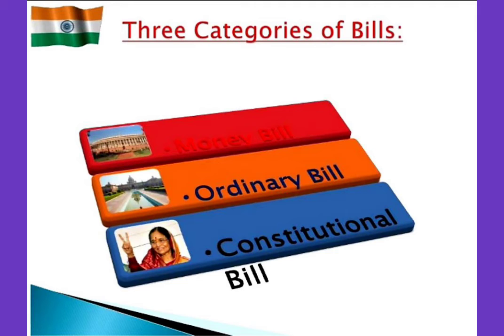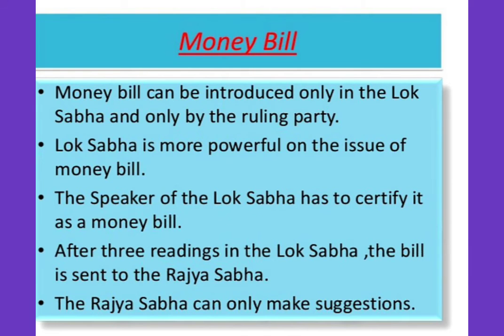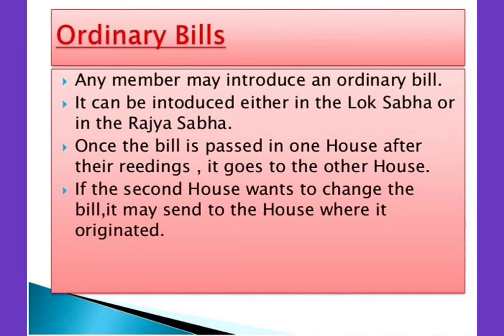Now, there are three kinds of bills or three categories of bill. The first bill is known as the money bill, the second the ordinary bill, and the last the constitutional bill. Let's read and understand about the money bill. A money bill can be introduced only in the Lok Sabha, because Lok Sabha is more powerful and the ruling party is also there. The Speaker of the Lok Sabha has to certify it as a money bill. After 3 readings in the Lok Sabha, it goes into the next house.